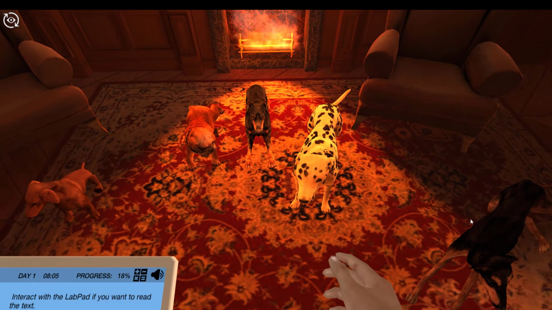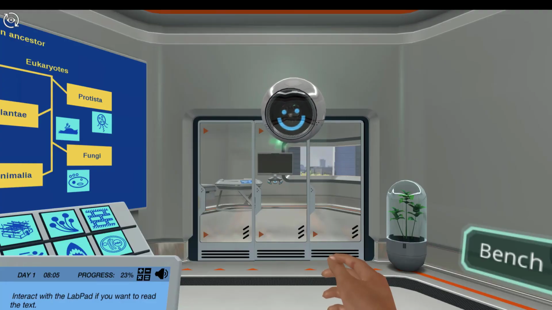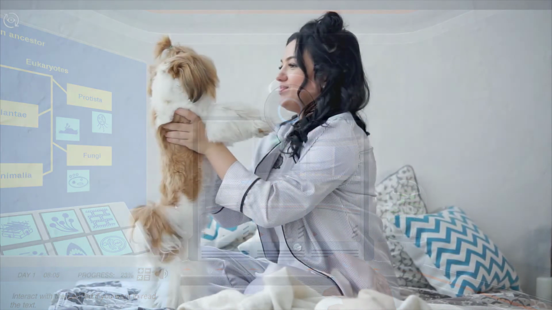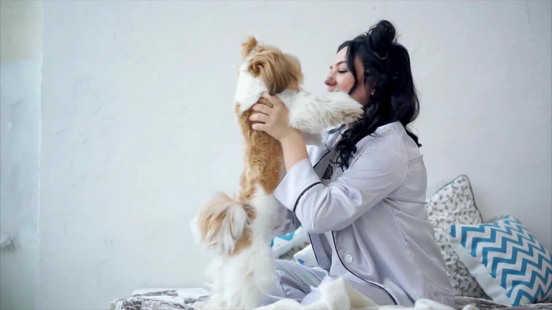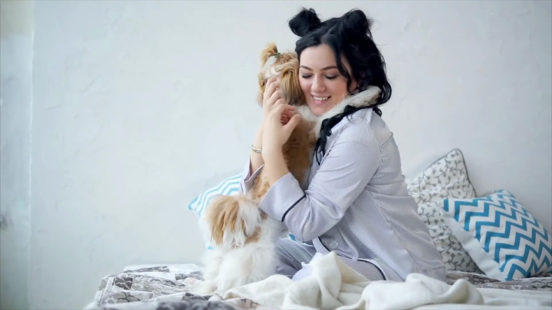Now the pups are quiet, let's head back to the lab. I've left a clone of myself with the dogs, so they aren't alone and unsupervised. I hope they stay calm without you. Okay, let's get back on track with evolution.